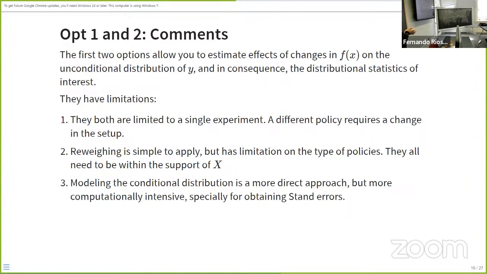Again, the weighting is very simple. It's only one model, but it has the other limitation that you need to have support on the data. Otherwise, you cannot appropriately use the weighting. Modeling the conditional distribution is a more direct approach, but it's computationally more intense. You need to really get a lot of models running, especially if you are interested in standard errors.